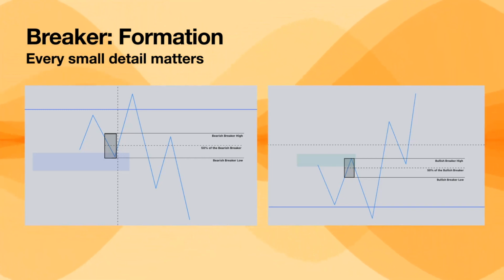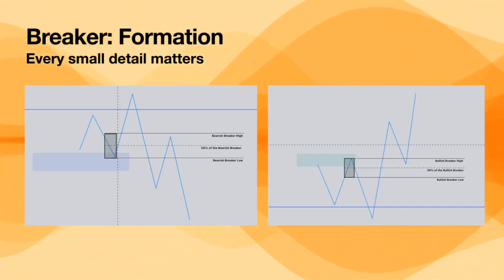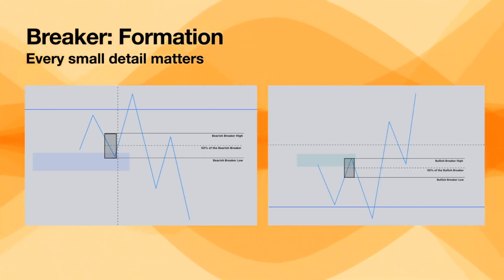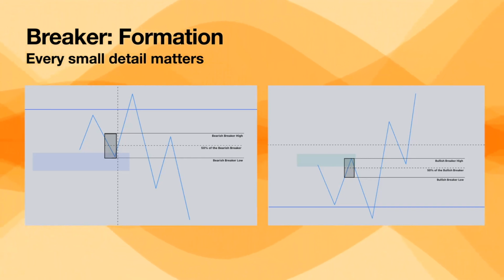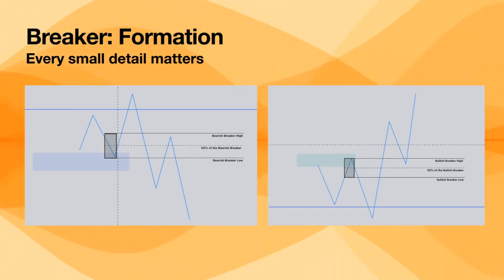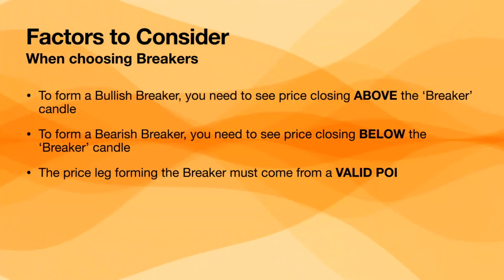For a bullish breaker, we have a low, high, lower low, and then price proceeds to go higher. So the moment price closes above that high, that up close candle or series of up close candles is your bullish breaker.